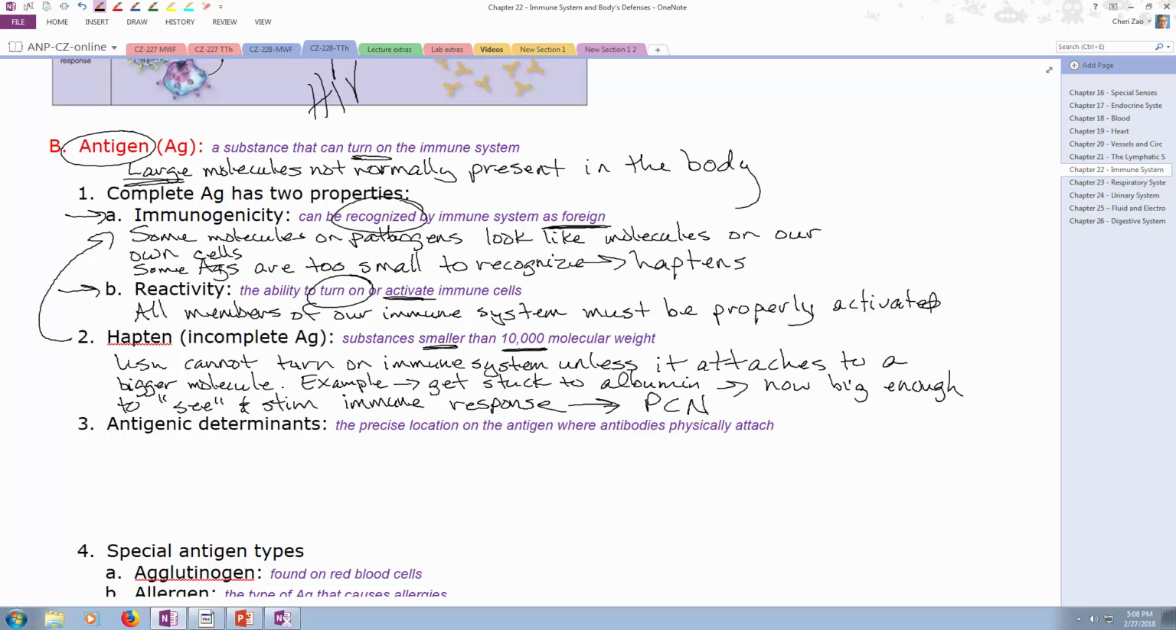So now you're given a foreign material that's floating around in your bloodstream, and it's actually too small to notice, but because it's floating around in your bloodstream, not doing anything, it can get stuck to albumin. And so suddenly, penicillin, which is floating around because there's nothing else for it to do, gets stuck to albumin, and now your immune system goes, hey, I didn't see you before, but now you're big enough to see. And now I can actually mount an immune response, and suddenly you have penicillin allergies. You have reactions to penicillin.